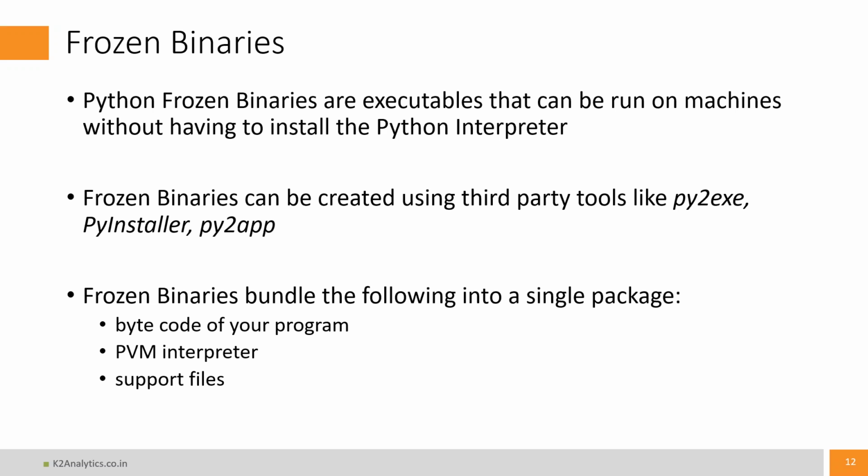Now, how does a frozen binary work? It bundles the following elements into a single package. The bytecode: when you run a Python code, the first thing that happens in the background is that from a high-level language, a low-level language gets created, that is .pyc files. It also packages the Python virtual machine interpreter, and the supporting libraries which your code makes use of. All of those get packaged into an executable that you can give to your client. That is the concept of frozen binaries.